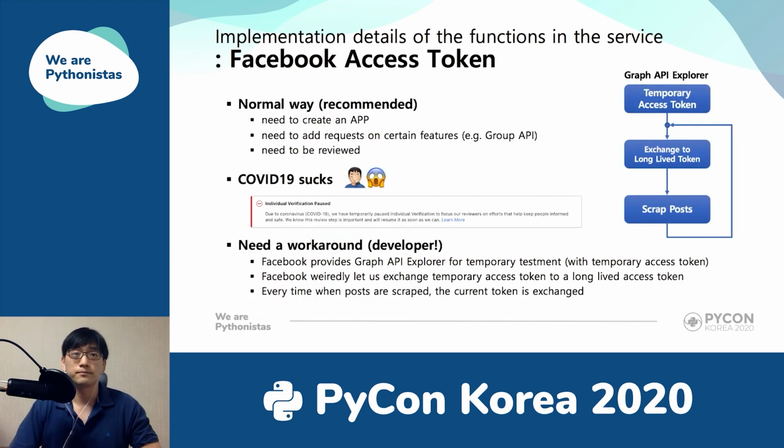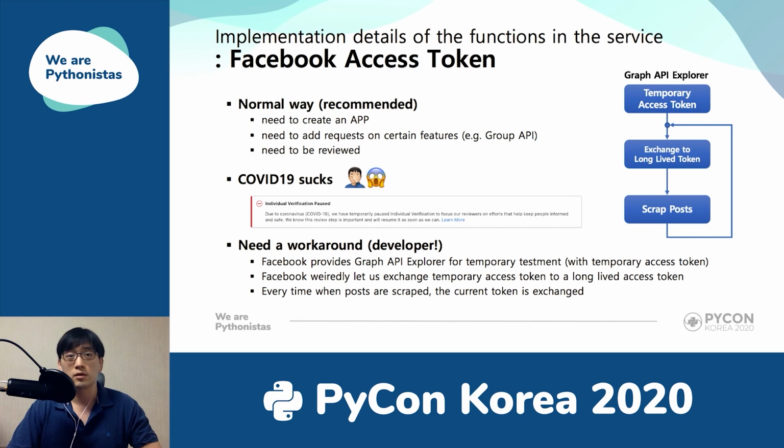Facebook access token is something that you must acquire if you want to use Facebook Graph API. In a normal process, you can get the Facebook access token through three major steps: you should create a Facebook app, you should request certain features like group API for your app, and your app must be reviewed by the Facebook team. It doesn't look like a very complicated process at all.